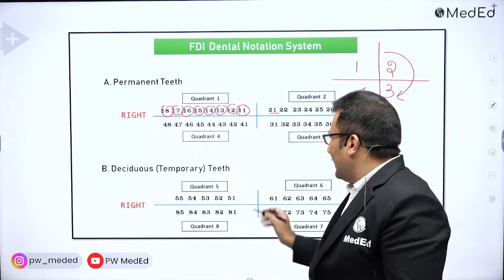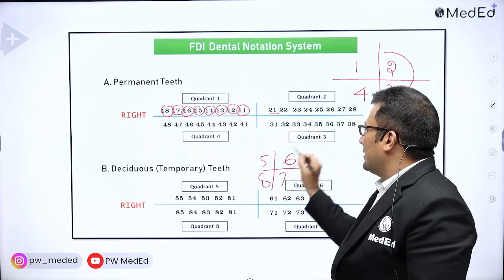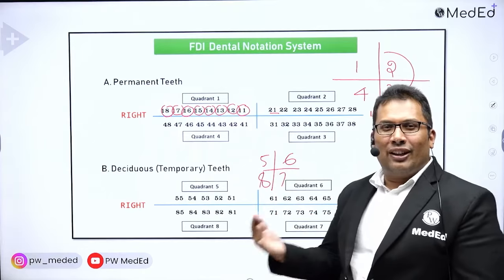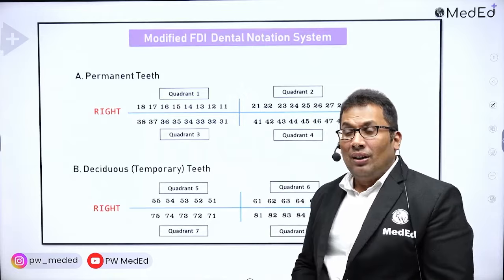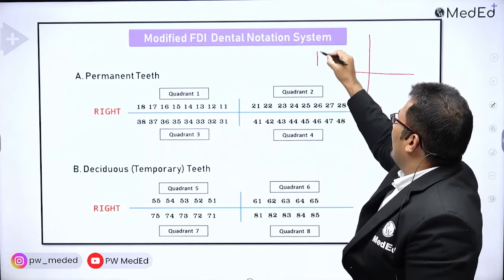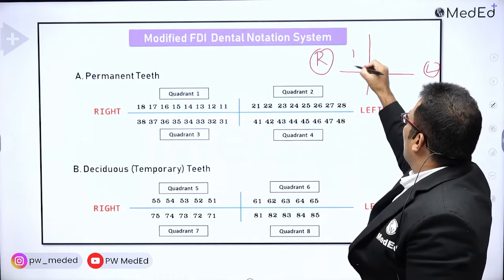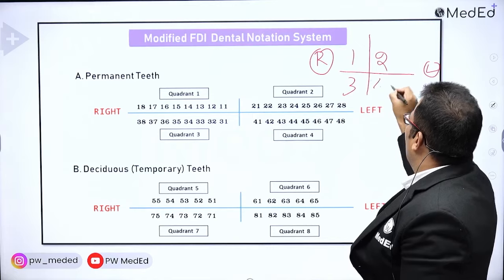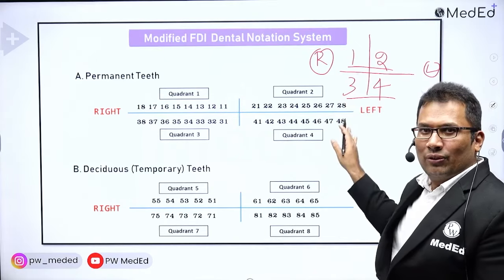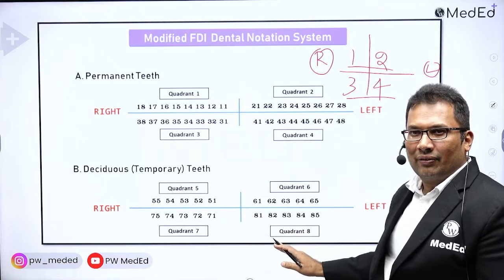If it is 5, 6, 7, 8, this is FDI in temporary teeth. What is modified FDI? Modified FDI like this. This is right side, left side. This is like this, 1, 2, 3, 4. You can make out the change here, 1, 2, 3, 4 and 5, 6, 7, 8. This is modified FDI.